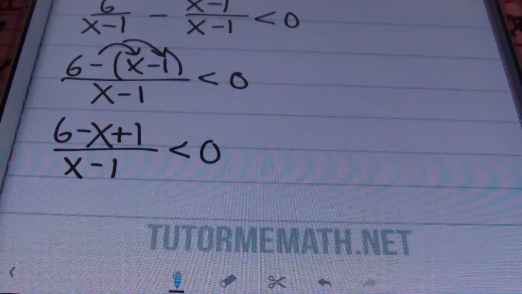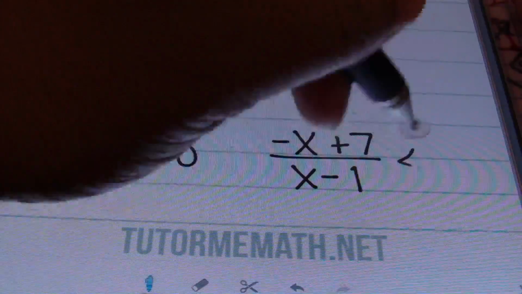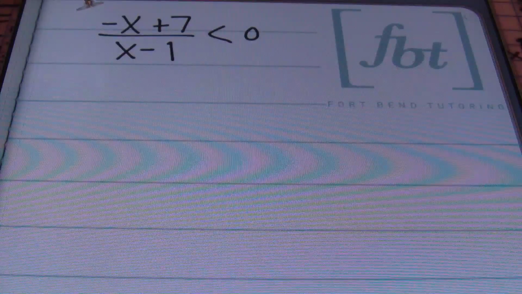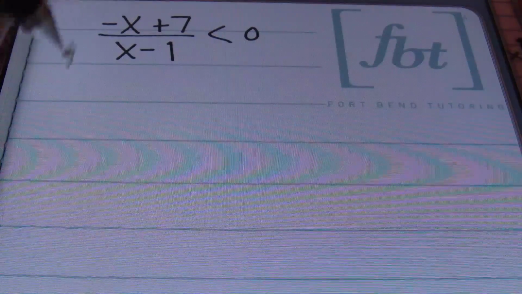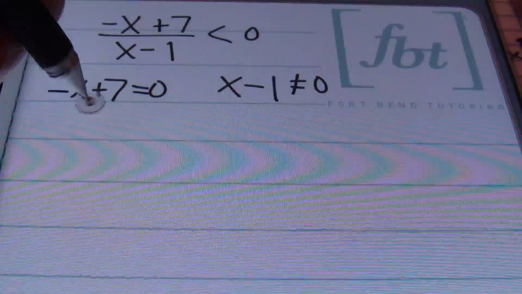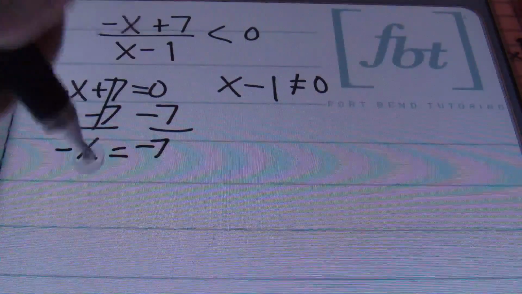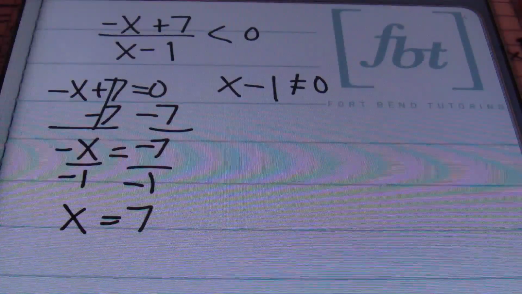So finally, from here, you end up with a result that is negative x plus 7 all over x minus 1, which is less than 0. Now that I have the inequality set to 0 and we can identify the factors in the numerator and the denominator, we're going to find out our critical values next. So I'll have negative x plus 7 equal to 0, and my denominator x minus 1 not equal to 0. So we'll be subtracting 7 from both sides. This gives me negative x equals negative 7, and then I'll be dividing both sides by negative 1 to end up with x equals positive 7.